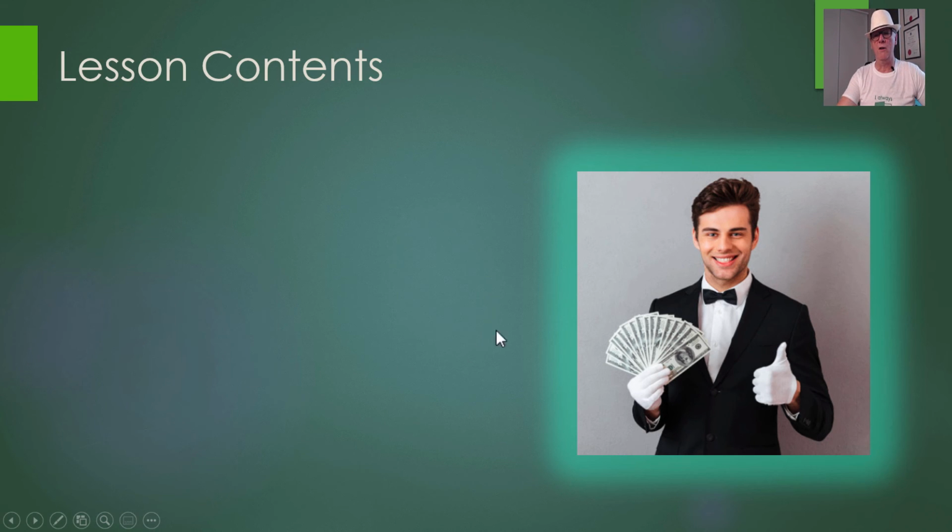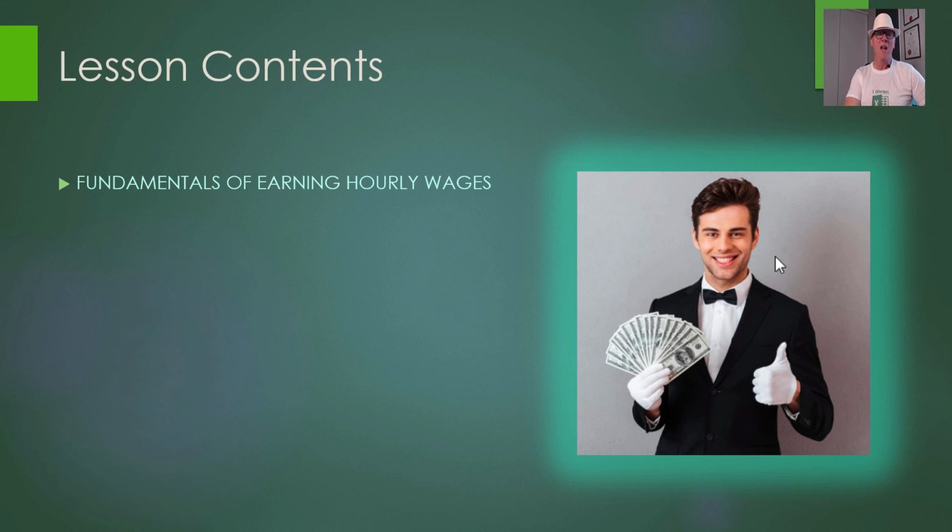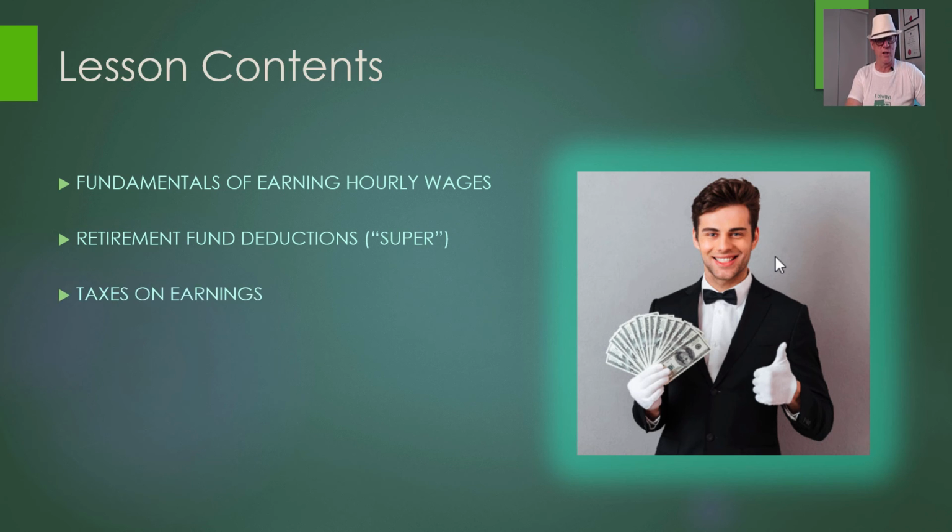This is all about when you get a fistful of dollars in your hand from getting paid for the work you've been doing. The fundamentals of earning these hourly wages are retirement fund deductions, what we call in Australia our superannuation deductions, and the taxes on earnings. You're not going to get this whole fistful of dollars. Everyone's going to be taking it off you, okay? The retirement fund has to come out, the taxes have to come out, the hospital insurance has to come out, especially if you're an older dude like me. Everything comes out. There's credit card payments.